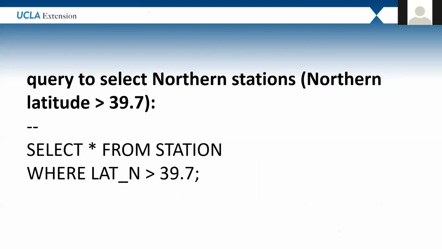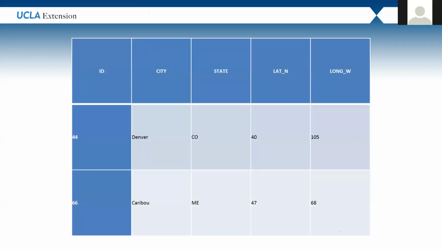Now, let's say we want all northern stations where the latitude north is greater than 39.7. So we want to get all the columns. Getting all the columns, again, is select star. So we select star from the table station, which we just created, where the latitude is greater than 39.7. We perform this query, and we get this result set. You see city, state, latitude, longitude, and the ID.